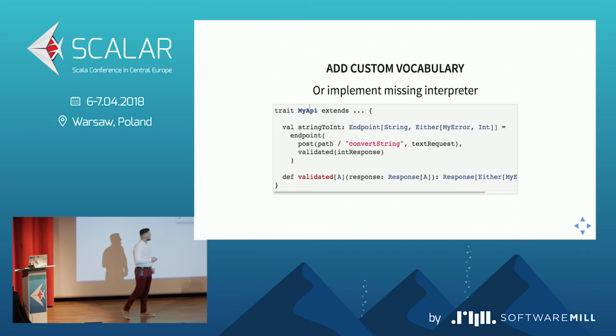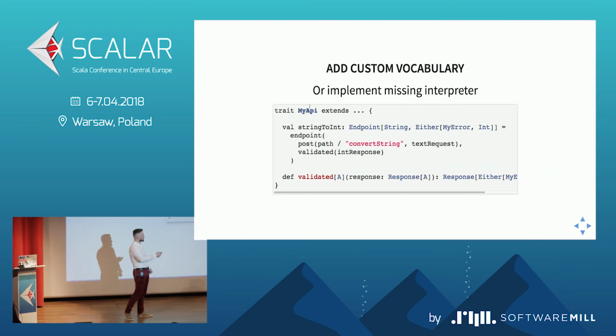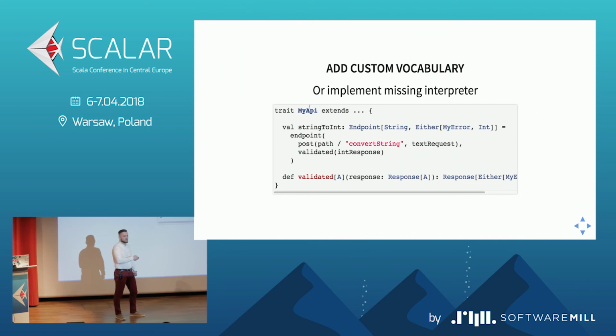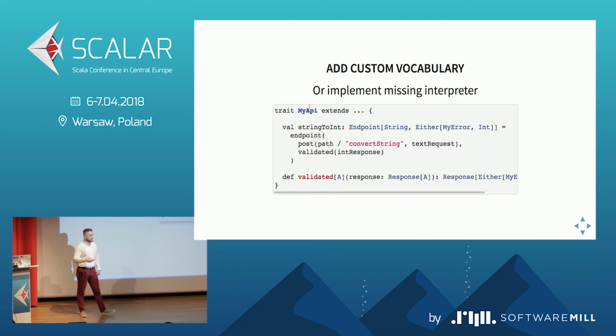The biggest advantage is adding custom vocabulary or implementing missing interpreters. So let's say there is something you don't have in the library, like support for some part of HTTP or whatever. So you just add more vocabulary to your API definition. It's basically an abstract method. Here we want to introduce custom validation. So we just say there is a function that takes the response of type A and transforms it to response of type either of my error or A. And your interpreter, or so your server side, will have to implement that method.